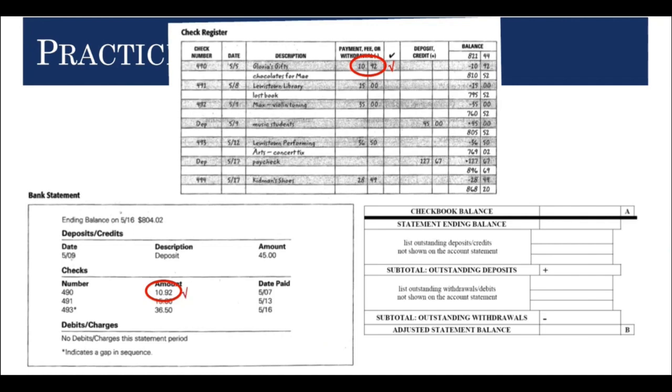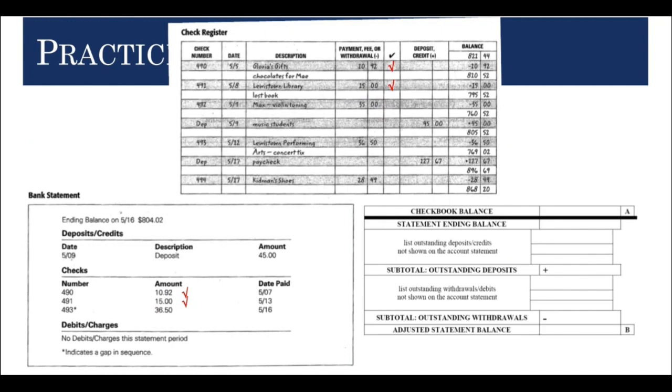Okay, next transaction, check 491 for $15 is on the bank statement. So they've accounted for it. They've taken that $15 out of the account. So I'll check those off. Next transaction, 492. No, that $35 check is not on my bank statement.